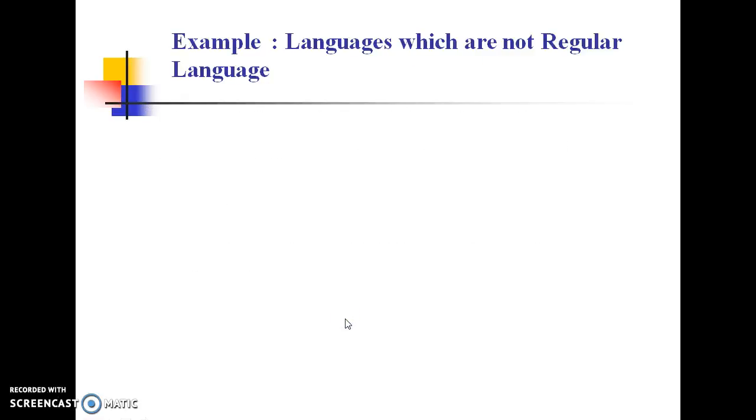Languages which are not regular include a language of the form a to the power n plus 1, where n is greater than or equal to 0, or a language consisting of all strings w which are palindromes. These languages cannot be described using regular expressions. We cannot write a finite automata for accepting such languages.